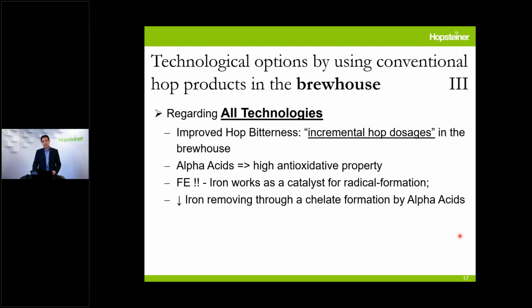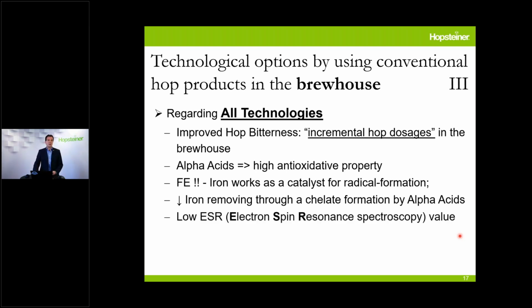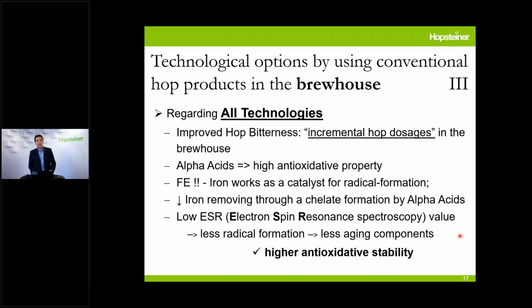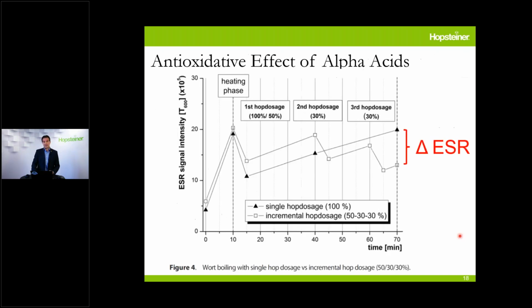Not only once, we can do it more times, and that leads at the end to a much lower electron spin resonance value. That is the value for the antioxidative property of the wort, or later on of the beer. And that means less radical formation, less aging components, and a higher antioxidative stability of your beer at the end on the shelf. And that's very important, I think.